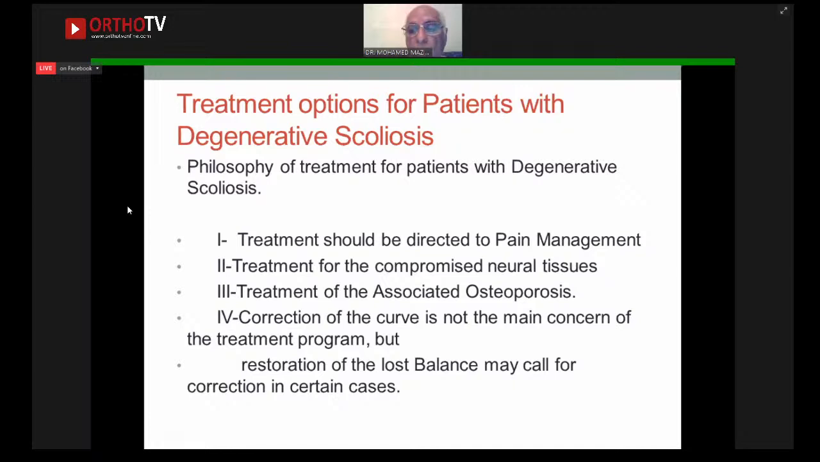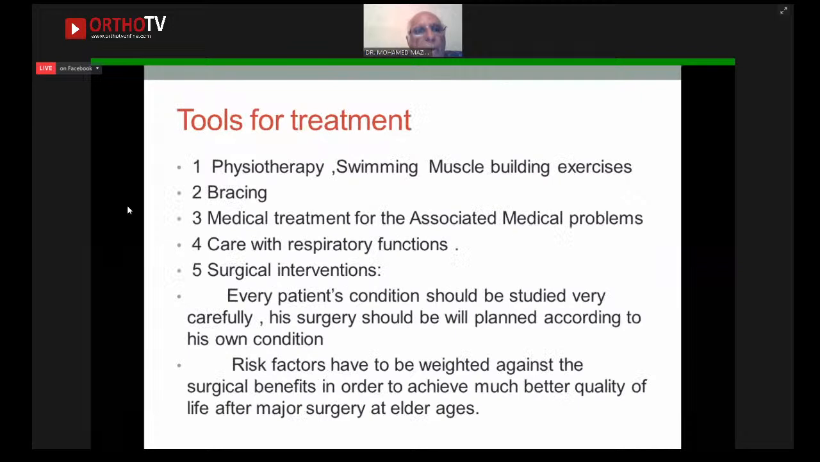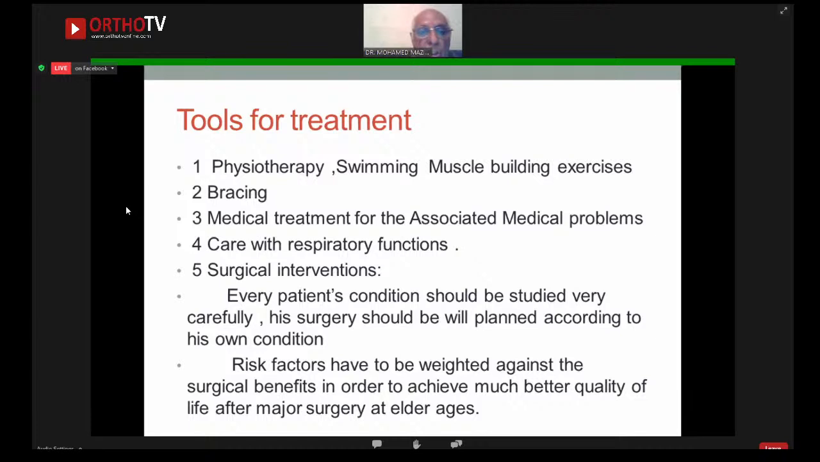If we have to concentrate on elder age pain, why minimal intervention rather than jump up and say, I want to correct the spine for this patient? Tools for treatment: physiotherapy, swimming, muscle building exercise, bracing, medical treatment for associated medical problems, care with respiratory function. Surgical intervention is number five in the program.